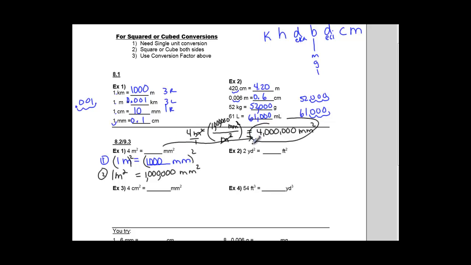Okay. Now, let's do the same for square yards to square feet. I know that in just the linear conversion, 1 yard is equal to 3 feet. Remember, that's one you'd need to memorize. So when I square both sides, I'd get 1 square yard equals 9 square feet.